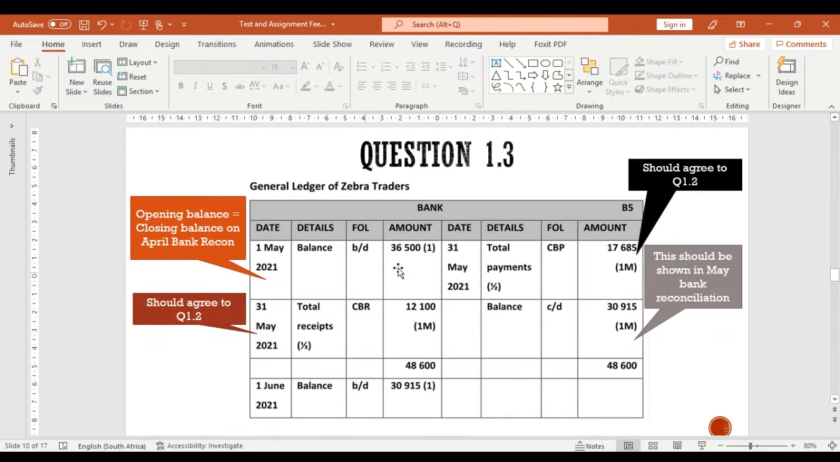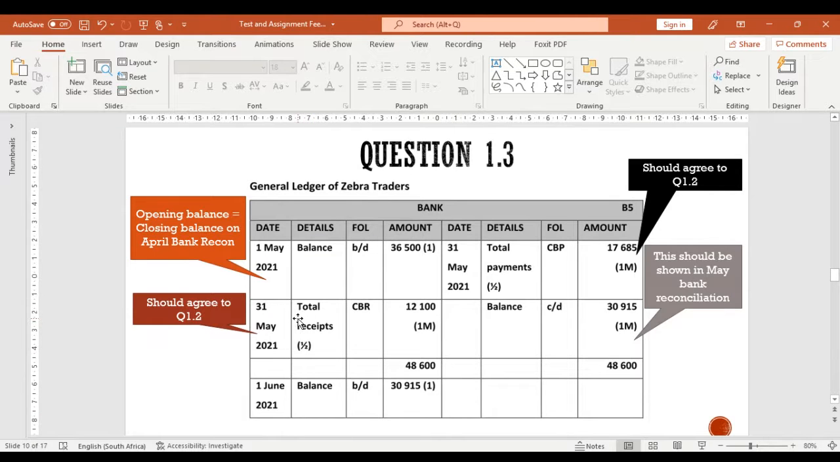So the first thing is you take your opening balance, which you get from your April bank reconciliation. The closing balance on that is your opening balance for your bank account. Then your total receipts, total payments should agree to what you had in question 1.2, and you would have received the method mark for transferring that information.